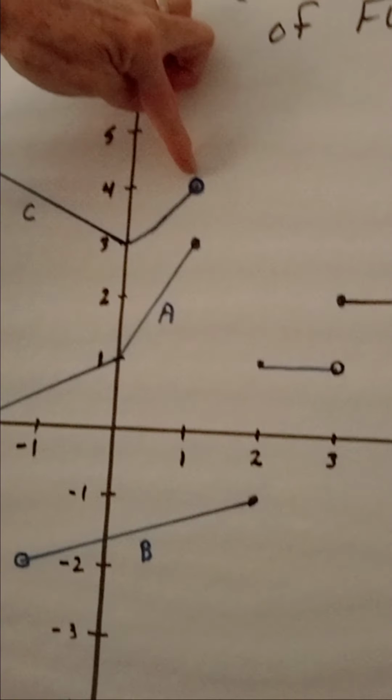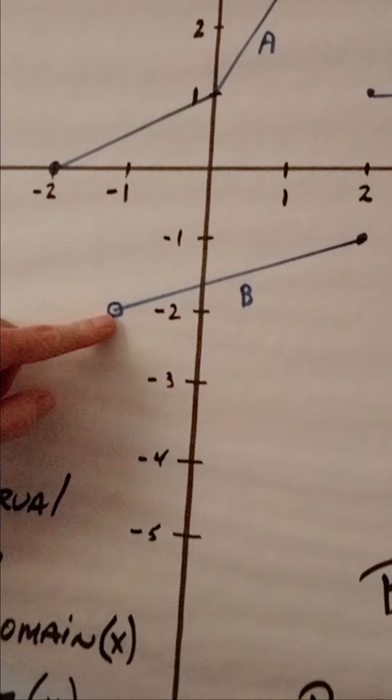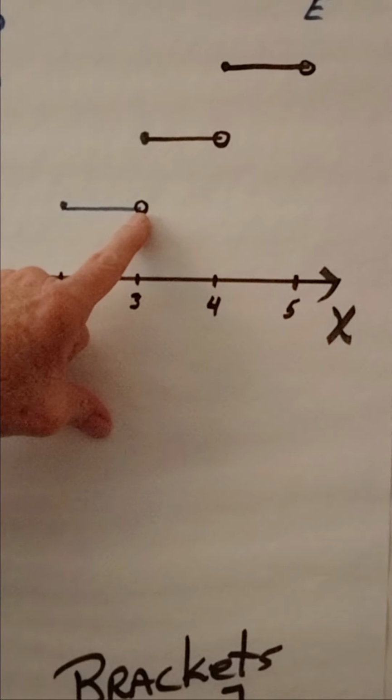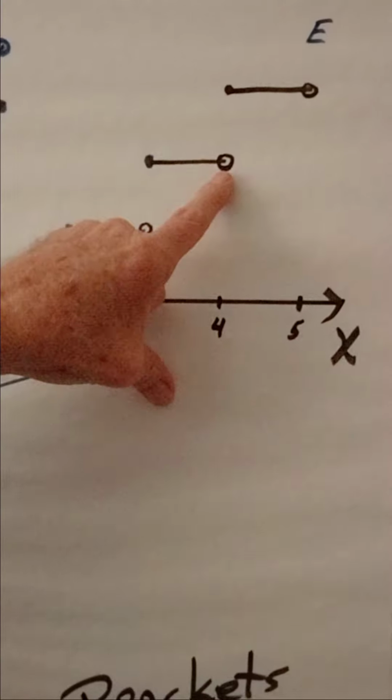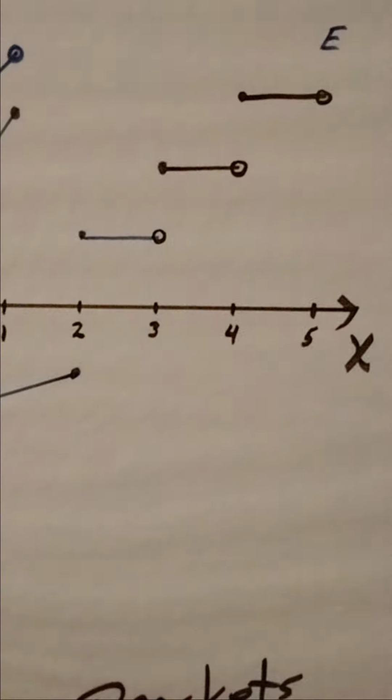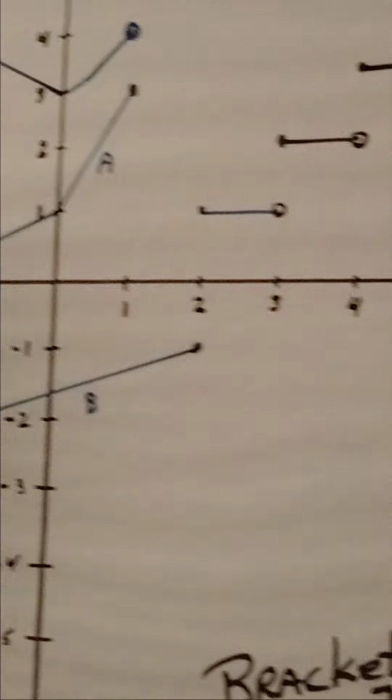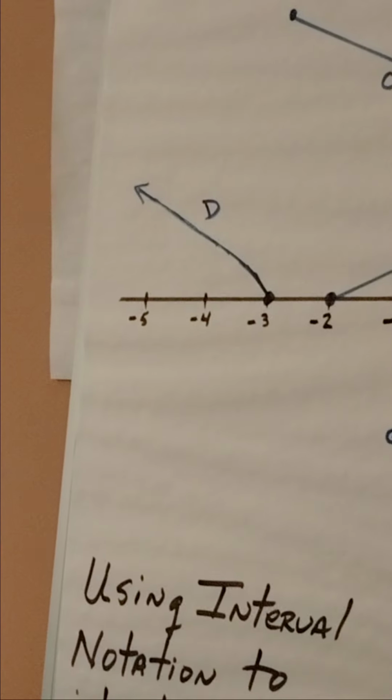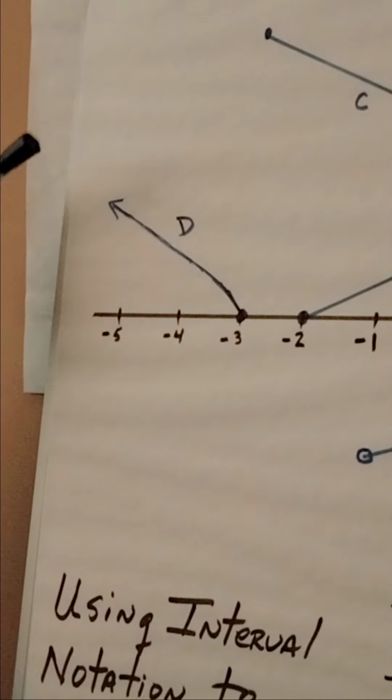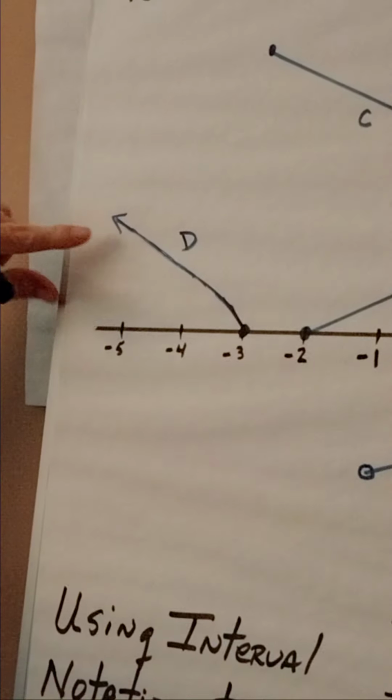Open, open, open, open, open. And then a third endpoint symbol is way over here in quadrant 2, an arrow.